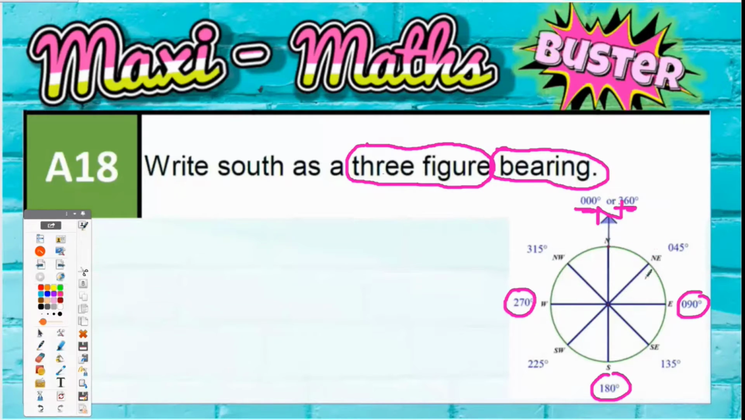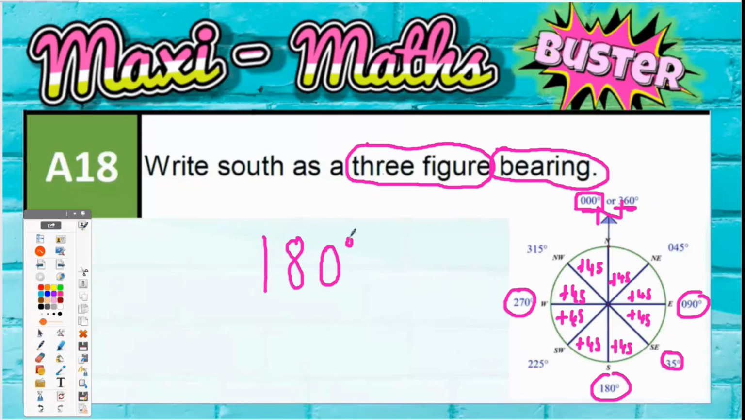The angles in between would then be going up every 45. So 0 plus 45 gives you 45 degrees, plus another 45 gives you 90, plus another 45 takes you to 135, plus another 45 takes you to 180, another 45, 225, plus another 45 is 270, another 45 is 315, and another 45 is 360. But that's back to the beginning, so we can also call that 0. So the one we actually want, south, is 180 degrees. Final answer, 180.